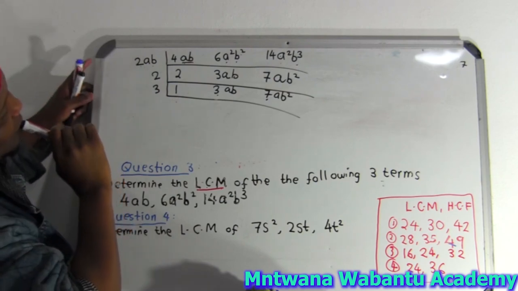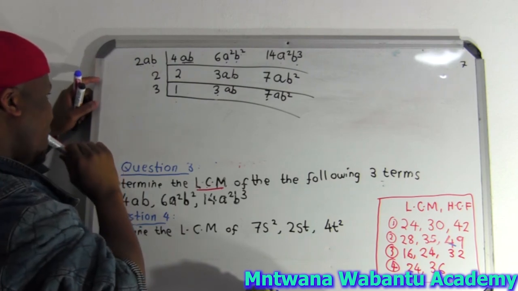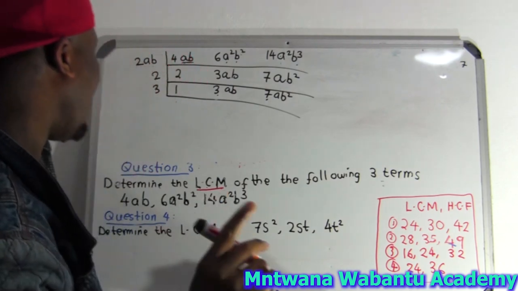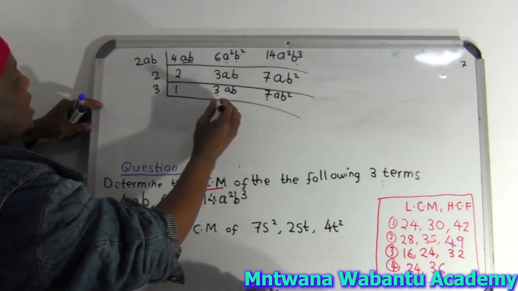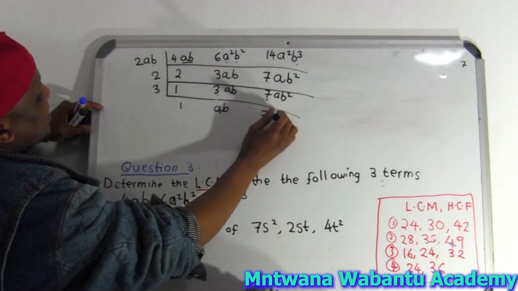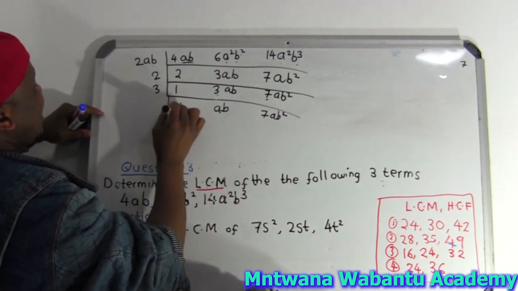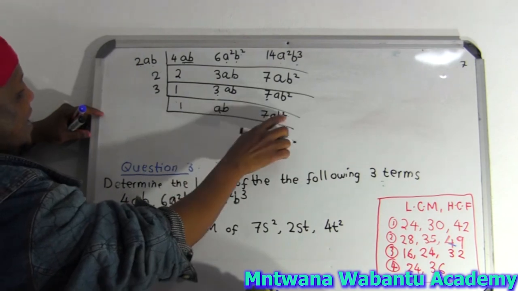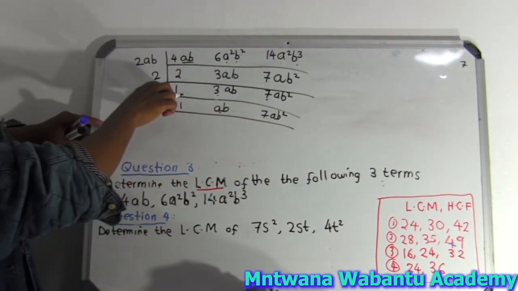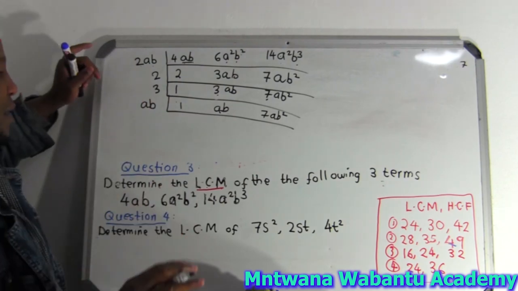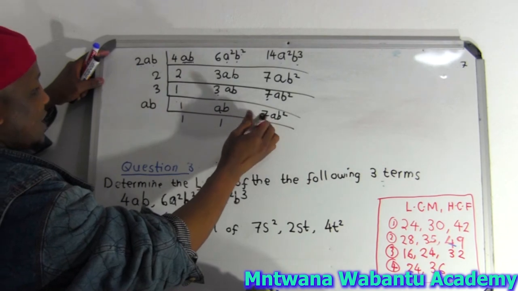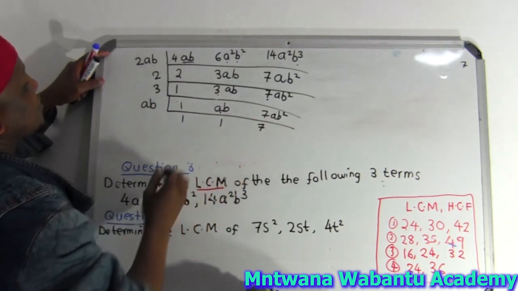Can you take 3 alone, or can you take 3ab? I can take 3 alone, so let's take 3 alone, step by step. If I take 3 alone here, I'm left with ab here, this is just a 1, and this will be 7ab squared. Now, ab and ab, I can take ab out, so the 1 here is going to be 1. If you take ab here, it's left with 7.